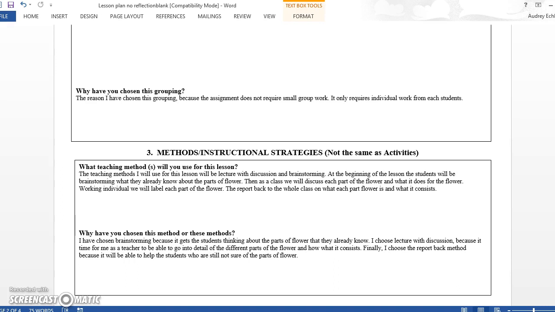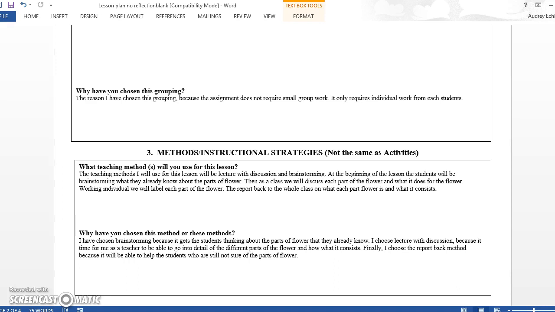Why have I chosen this method? I've chosen brainstorming because it gets students to think about what they already know about a flower, as far as the stem and the petals and the flowers of the plant of the flower.